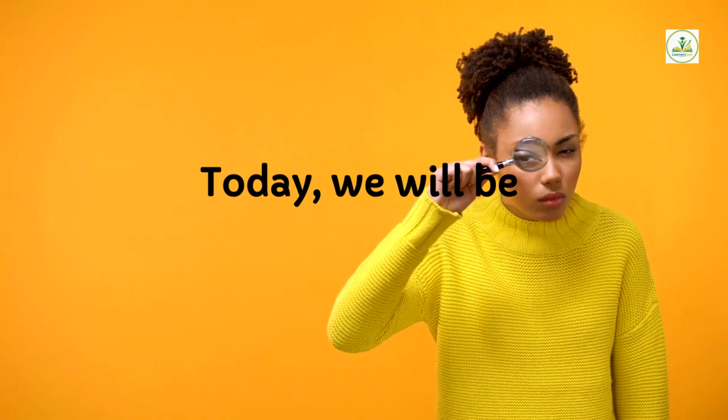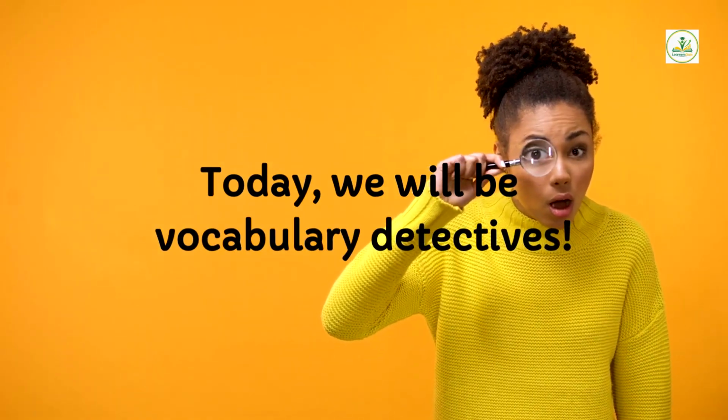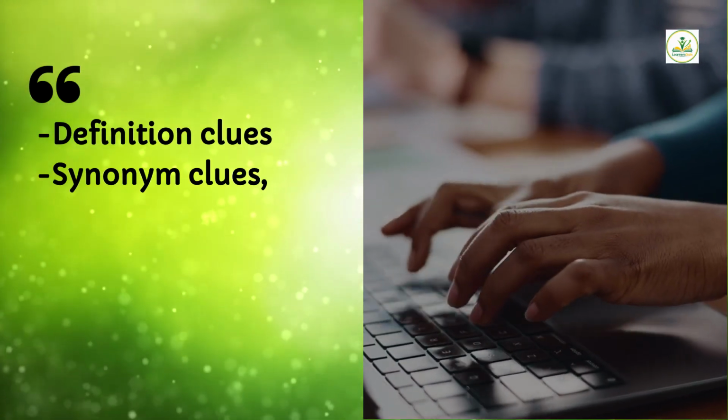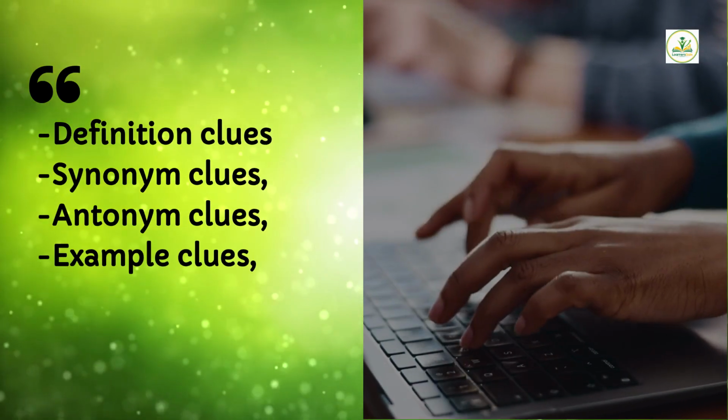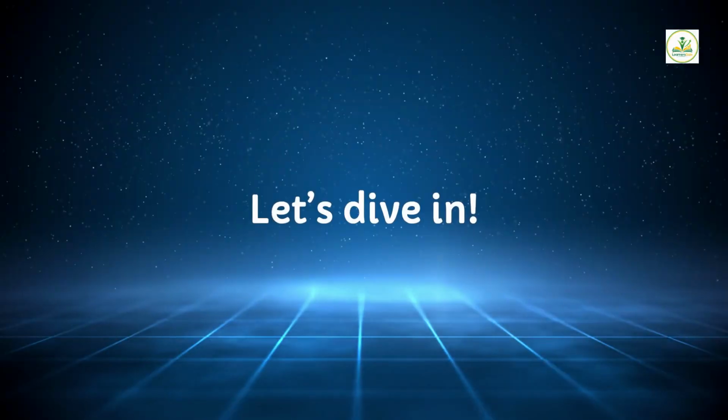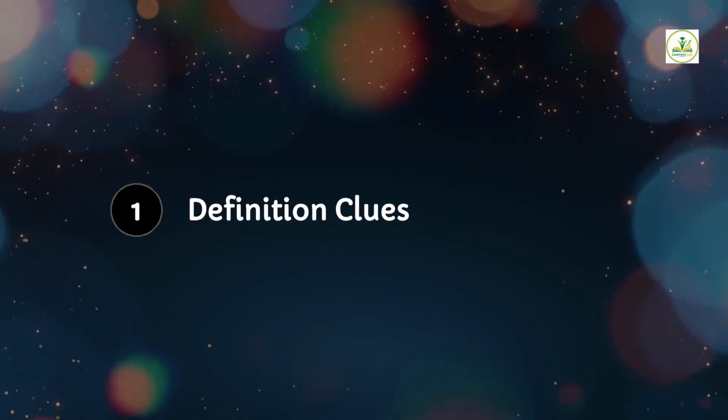Today, we will be vocabulary detectives. We'll learn 5 types of context clues: definition clues, synonym clues, antonym clues, example clues, and inference clues. Let's dive in. 1. Definition clues.